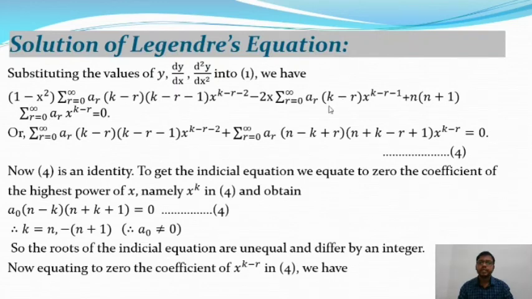Now simplifying this equation, we get the summation over r = 0 to infinity, after multiplying by 1, of a_r (k − r)(k − r − 1) x^(k−r−2), plus, after multiplying by x², the summation over r = 0 to infinity of a_r (n − k + r)(n + k − r + 1) x^(k−r), equal to 0. After simplifying, we get this, and we can call it equation number 4.